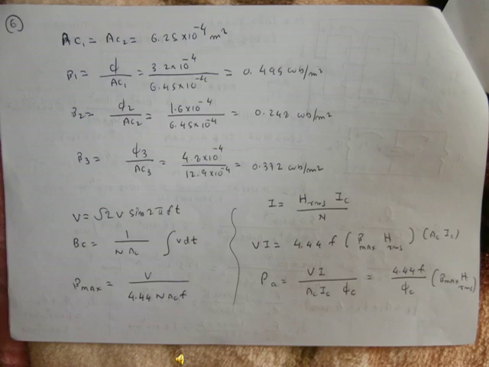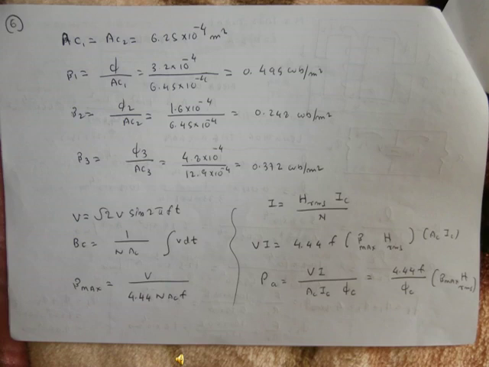So B maximum is V divided by 4.44 N AC F. In this case, B maximum is the maximum flux density, V is the voltage, N is the number of turns, AC is the core cross-section area, and F is the frequency. I equals H rms IC divided by N, where H rms is the magnetizing force, IC is the current, and N is the number of turns. So VI equals 4.44 F B maximum H rms multiplied by AC IC, where F is the frequency, B maximum is the maximum flux density, H rms is the magnetizing force, AC is the cross-section area of the core, and IC is the coil current.